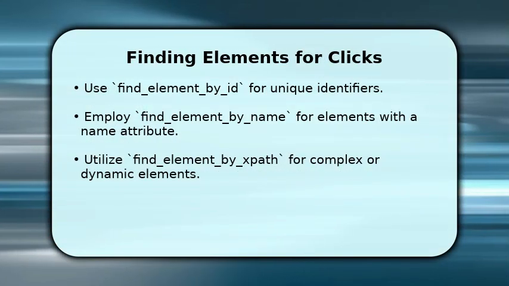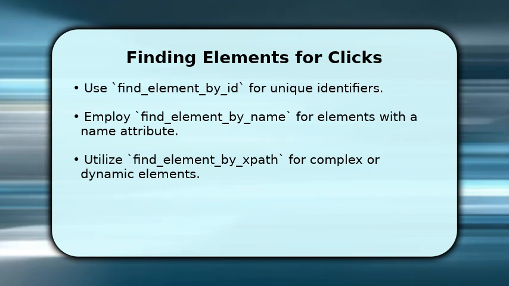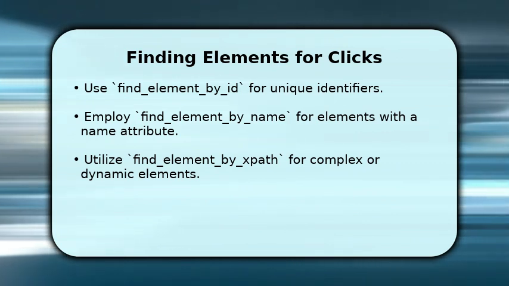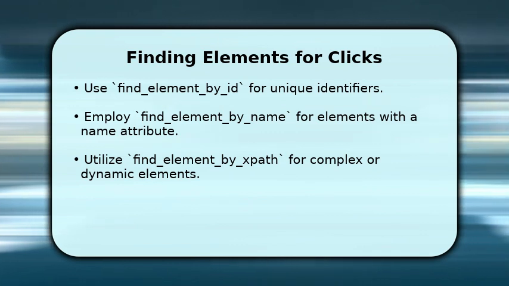To effectively click a button, you must first locate it. Selenium provides several methods for this. For example, find element by ID is excellent for unique identifiers. If an ID isn't available, find element by name can be useful. For more complex scenarios, find element by XPath offers powerful selection capabilities, allowing you to navigate the document object model. Alternatively, find element by CSS selector provides a robust and often faster way to pinpoint elements.